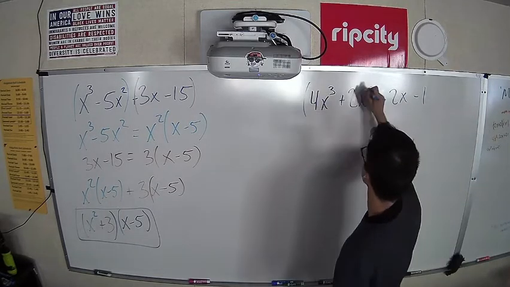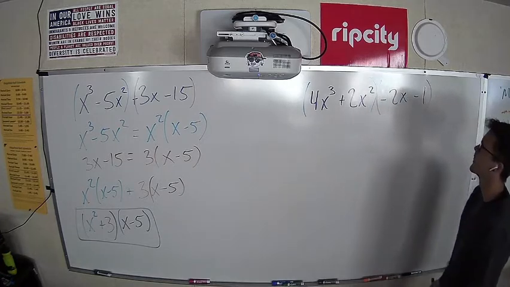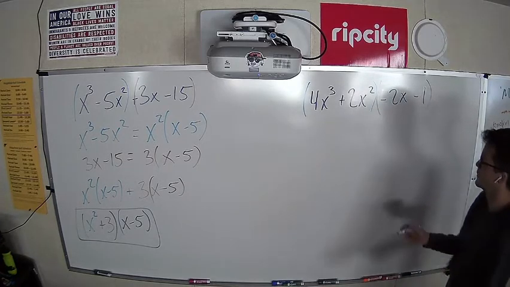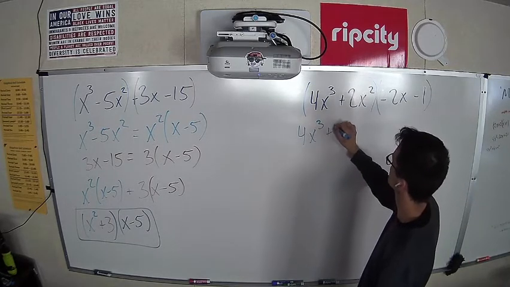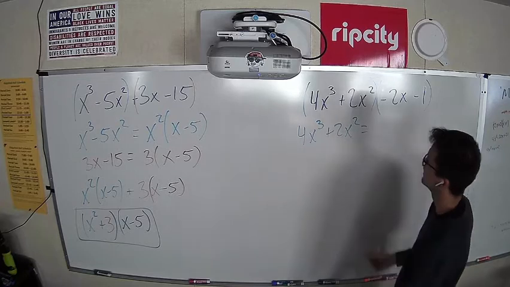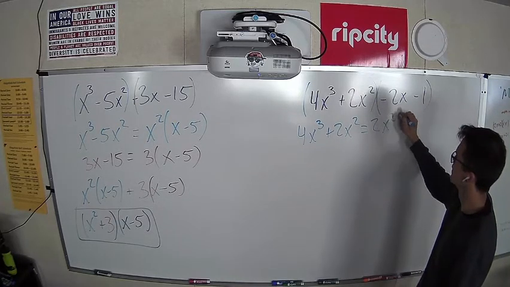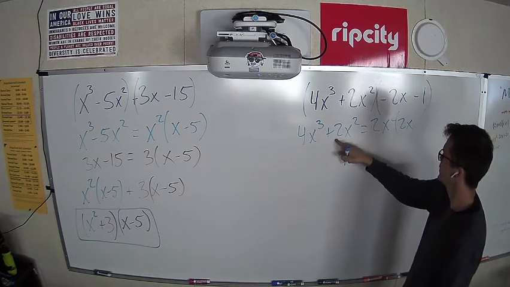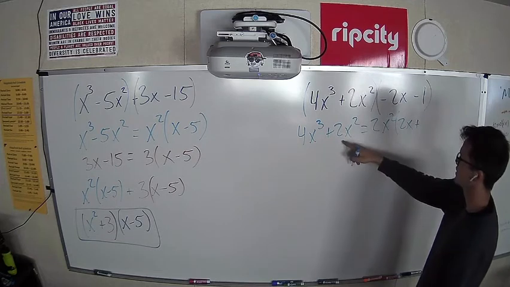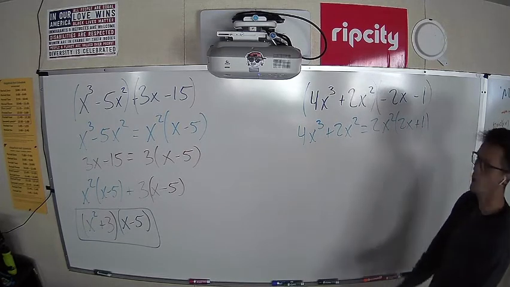Again, split them up into a couple different groups here. Blue group, red group. 4x cubed plus 2x squared. Well, these have a 2x squared in common, so I'm going to factor that out. So this is going to leave us with 2x. And if we take 2x squared out of this, we're taking the whole thing, so we're left with a 1.